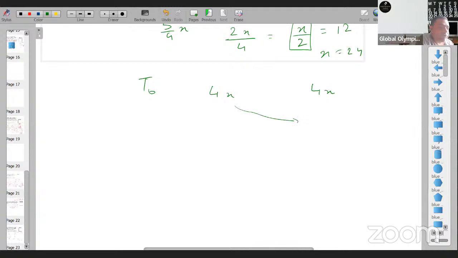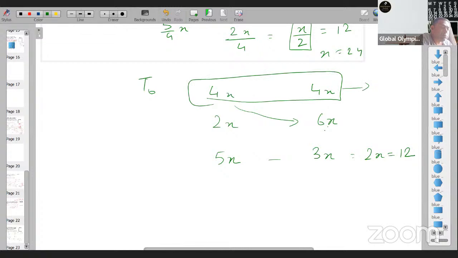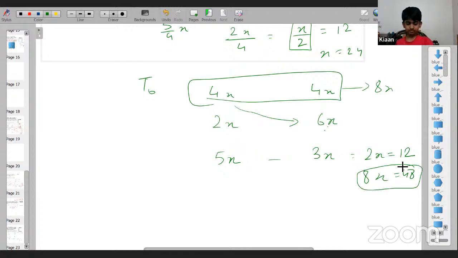Now look at this. Instead of dealing with fractions, you will have a 6x here and a 2x here. Then the half of this goes here. This one becomes 5x and this one becomes 3x. Now you know the difference is 2x. 2x is equal to 12. Therefore, 8x is 48. See, did I deal with fractions? No. Correct or not? So it makes your life easy, not difficult.